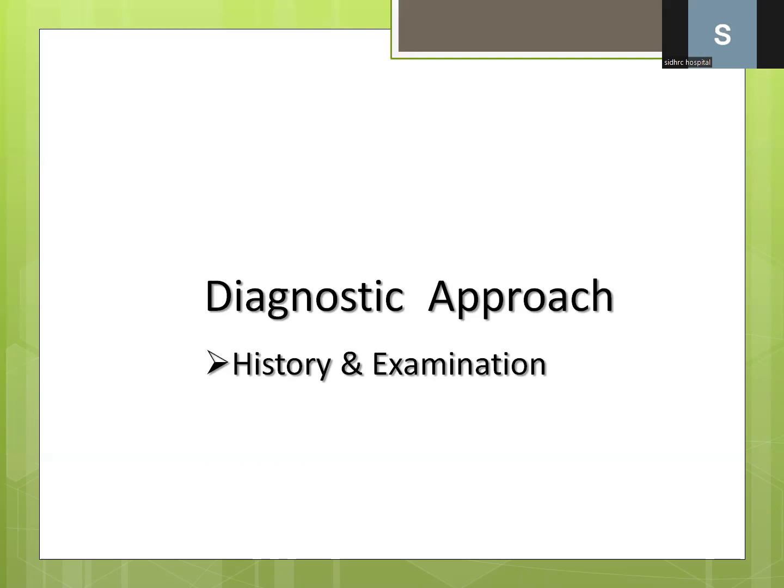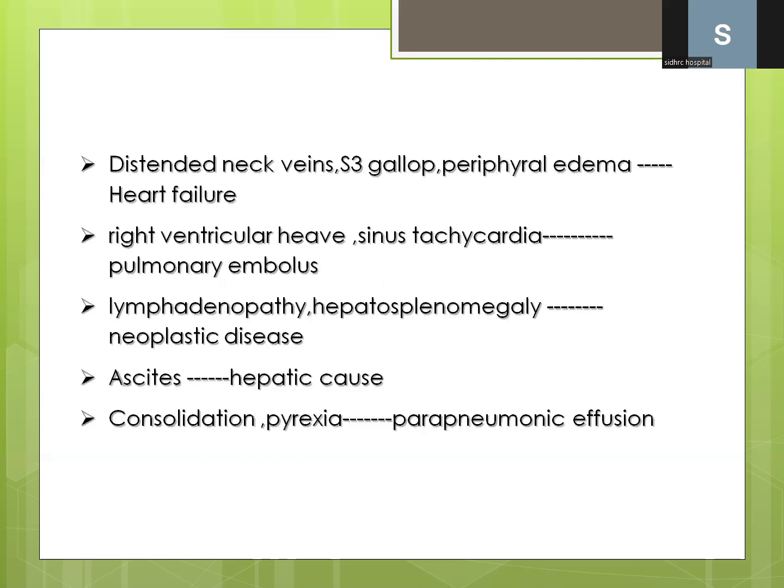And from extrathoracic point of view, we must examine the patient overall. So these are the few examination points that will point towards the cause of effusion. Like if we have distended neck veins with S3 gallop and peripheral edema, the cause may be heart failure. A right ventricular heave and sinus tachycardia on ECG will point towards pulmonary embolism.